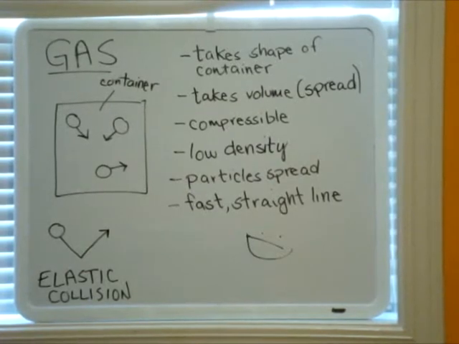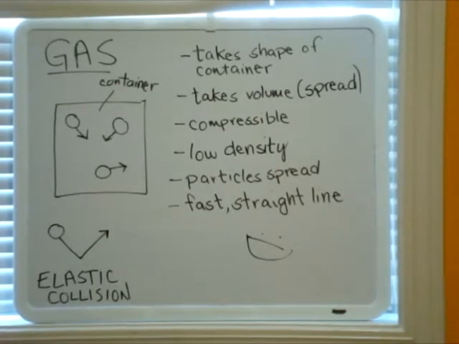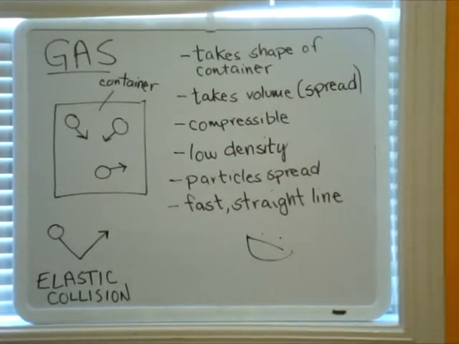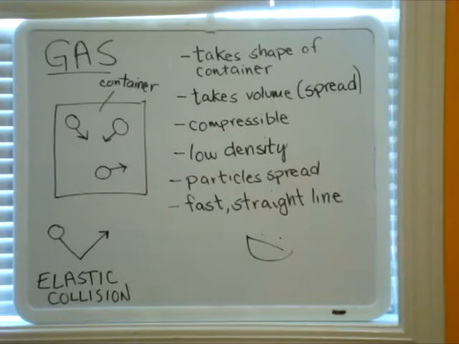Particles in a gas are much more spread apart than in a liquid or a solid. They move in a fast, rapid motion and in a straight line. A gas has very low density and is also compressible. It takes the shape of its container and its volume, meaning that the particles will spread apart evenly. In a container, the particles will eventually collide with each other and also the walls of the container.